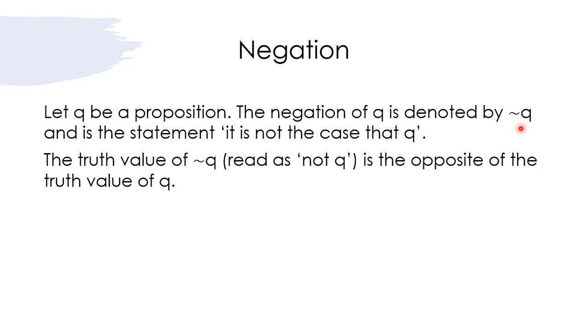So whatever proposition Q is, the negation of Q is read, it is not the case that whatever Q is. The truth value of the negation of Q, that is not Q, is the opposite of the truth value of Q. We'll look at the truth table later on.